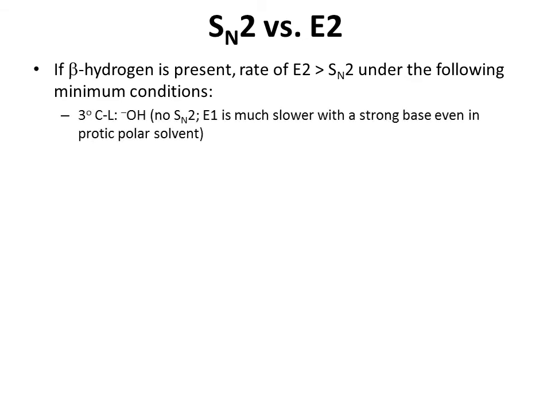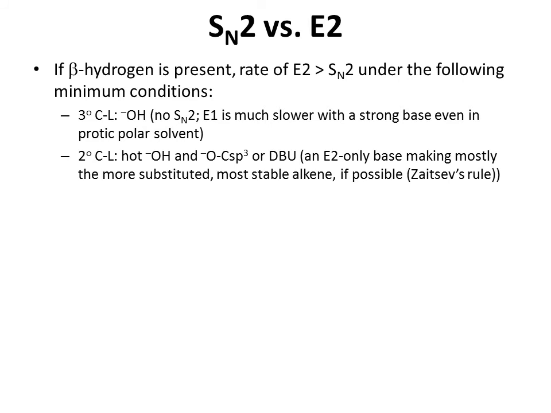For a tertiary center where the carbon has a leaving group, hydroxide is that minimum sized base. There's no SN2 anyway because it's tertiary, and E1 is much slower because you're using a strong base, even in a protic polar solvent. For a secondary carbon with a leaving group, you need now hot hydroxide.